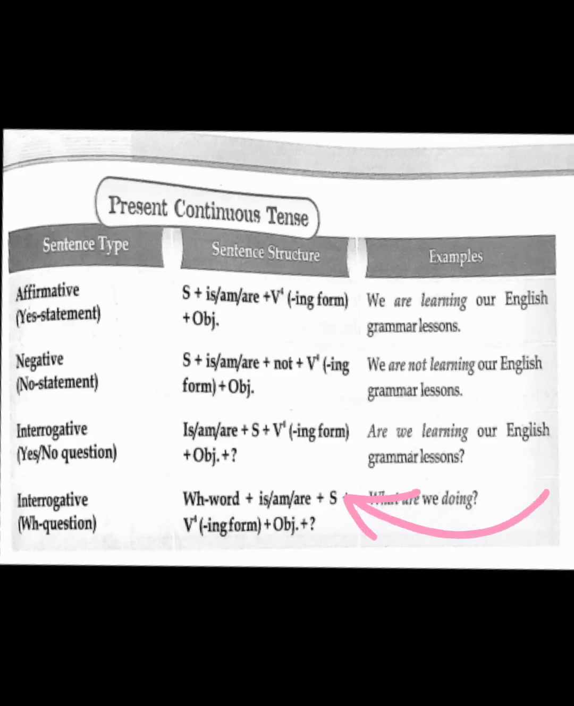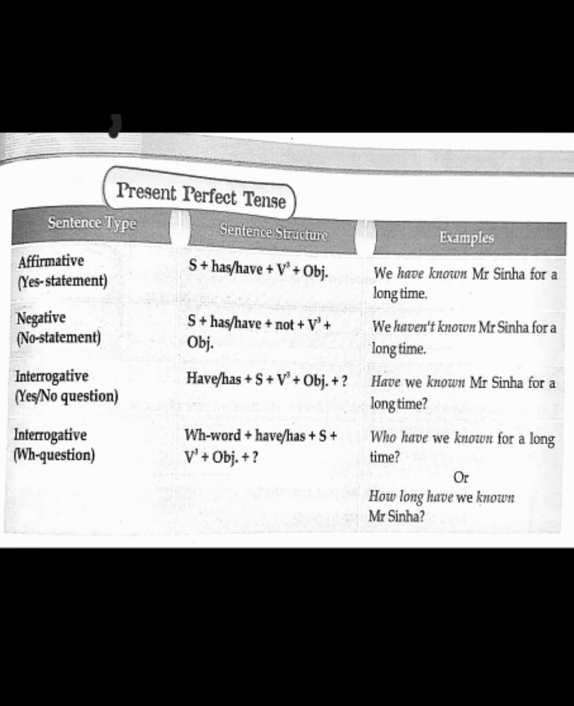Alright, now let's see the next one. Students, let's try to see how we can transform our sentences in the present perfect tense. So, in an affirmative sentence, what will be the case? Subject plus has or have plus verb third form plus object. So, students, here in perfect tenses, we particularly have to focus on verb third form. Alright, so let's see the example.